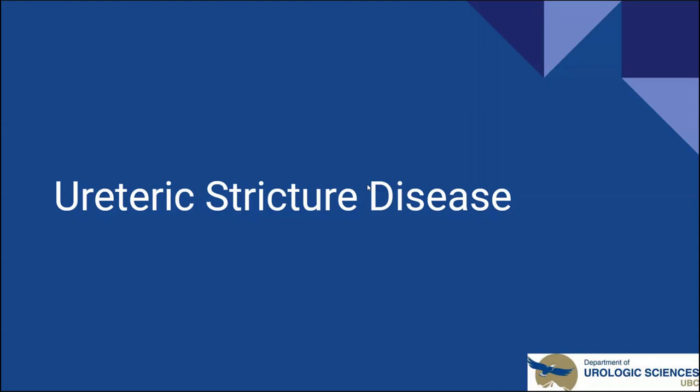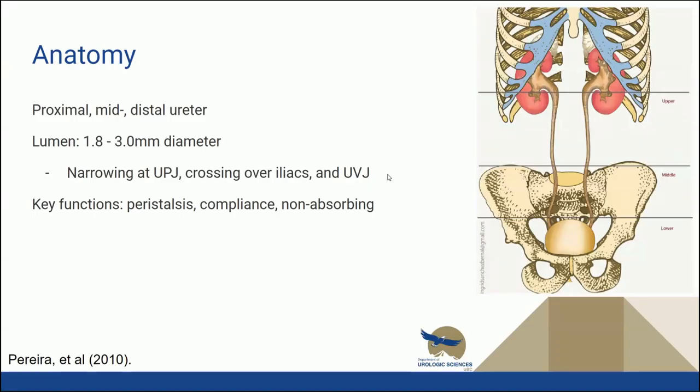And so we'll start off with a brief overview of ureteric stricture disease, the pathophysiology, and some of the relevant anatomy. So the ureters basically are responsible for bringing urine from the kidneys down to the bladder. For the purposes of stricture discussions, it's nice to be able to differentiate between proximal, mid, and distal ureter, or upper, middle, and lower ureter.